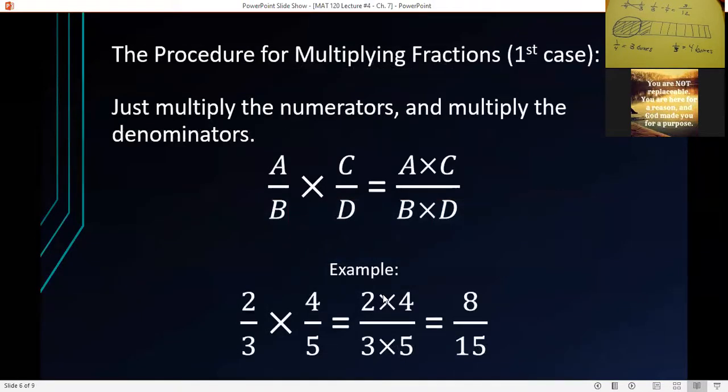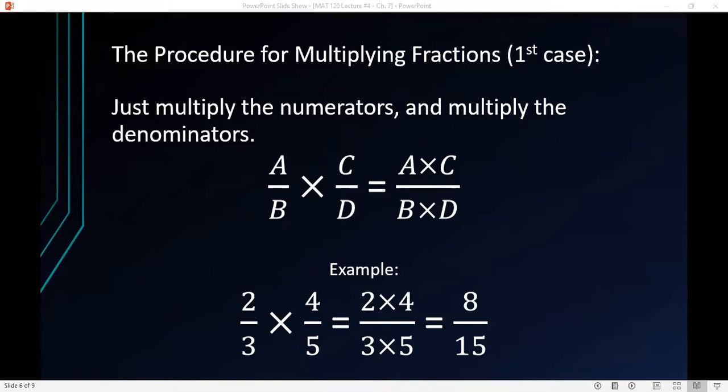So now we're going to talk about the procedures for multiplying fractions, and there are several cases. We're going to start with this case. This is our first case. Just multiply the numerators and then just multiply the denominators. So for example, if you're looking at a case like 2/3 times 4/5, you simply just multiply 2 times 4 on the top, and you multiply 3 times 5 on the bottom, and you finish up, and it's 8/15.